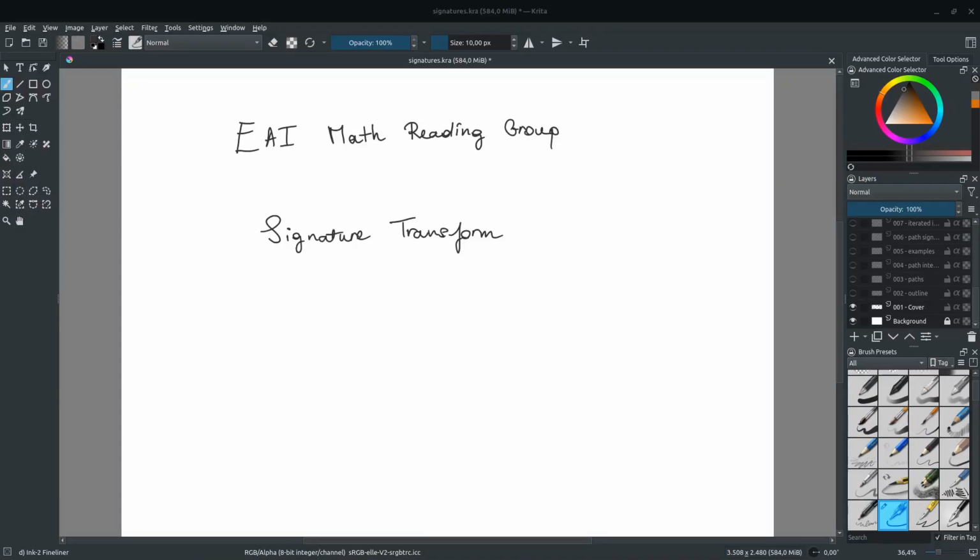So welcome to this math reading group on the signature transform, and some of the things associated with that. We won't be talking too much about the deep math because, to be honest, I'm a little bit scared of it, but mostly focusing on the signature transform.